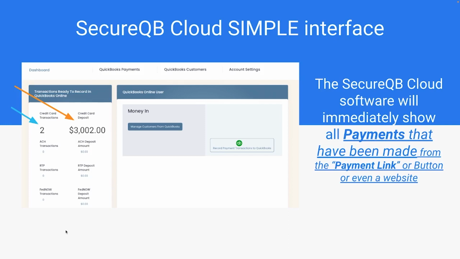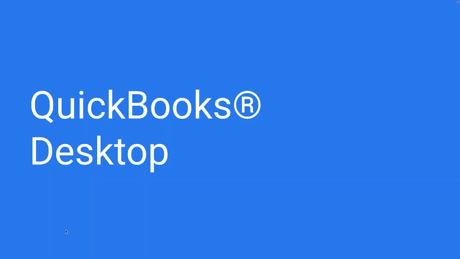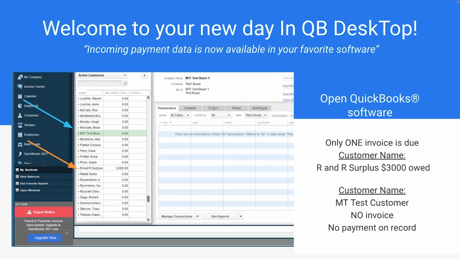If there's nothing here, you can click out, move on about your day. But if there is something here, you're going to take the next step, review that data. We match it in the cloud, so the invoice number is going to match the customer record. And once you've decided you're ready to move forward and push this data into QuickBooks, all you need to do is select the box that says Record Payments into QuickBooks. It takes about a half a second. Let's see what it looks like in QuickBooks Desktop.